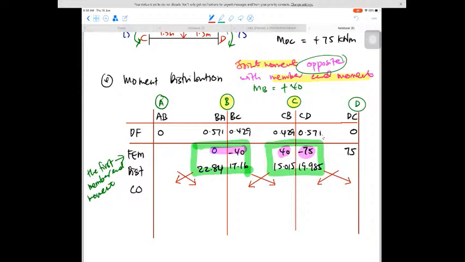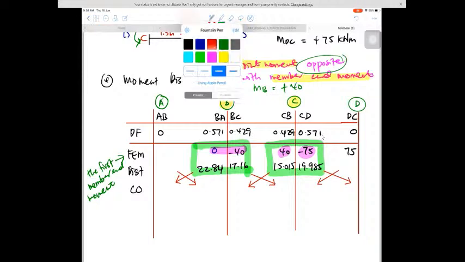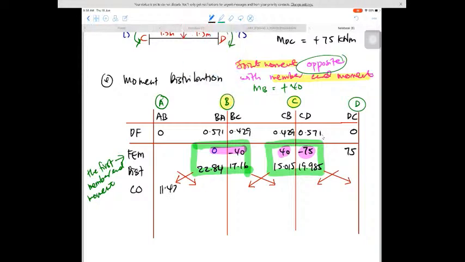The factor is 0.5, means all these we have to divide by 2. So 22.84 divided by 2, we get 11.42. This one is 0 because the moment is 0. And 17.16 divided by 2, we get 8.58. Then 15.015 divided by 2, we get 7.5075.